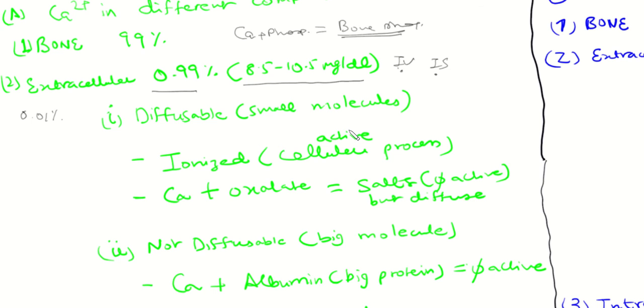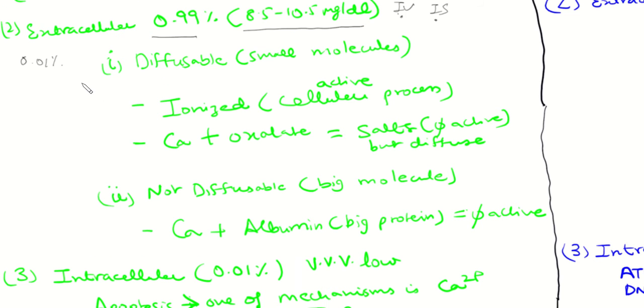But this is where it becomes interesting. The calcium that we measure is a sum total of all the calcium that's in the extracellular space. So how does calcium occur in the extracellular space? There are two types of calcium. There's calcium that's big. Why? Because it combines with albumin, which is a big protein, and it's so big it cannot go anywhere. And it's not metabolically active.